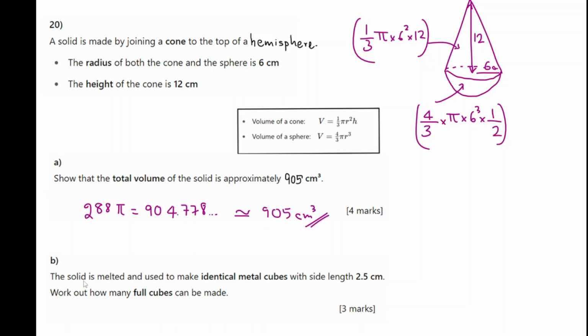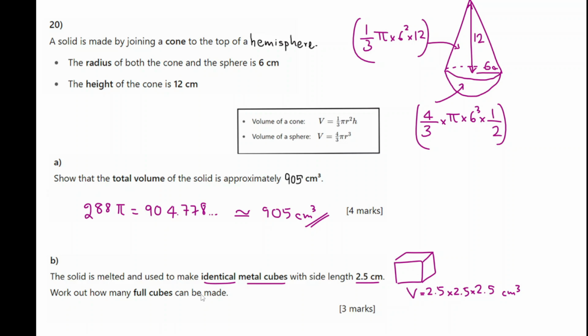Part B. The solid is melted and used to make identical metal cubes with a side length of 2.5 centimeters. So each cube has a volume of 2.5 multiplied by itself 3 times, or 2.5 cubed. Length times width times height, centimeter cubed. Work out how many full cubes can be made. So all I need to do is, I know the volume is, I got 288 pi on my calculator, so I'm just going to use it as it is.